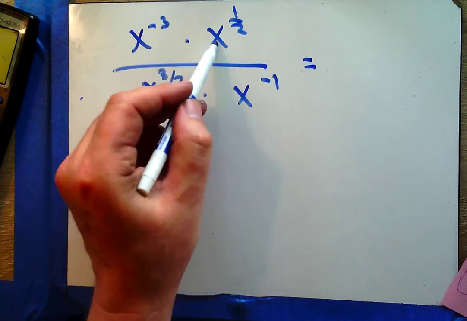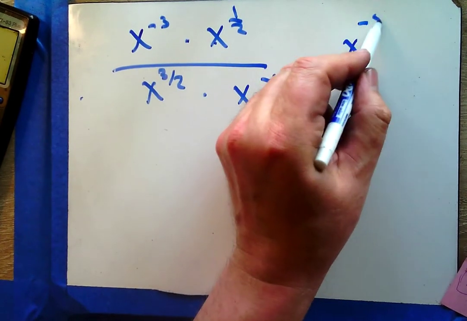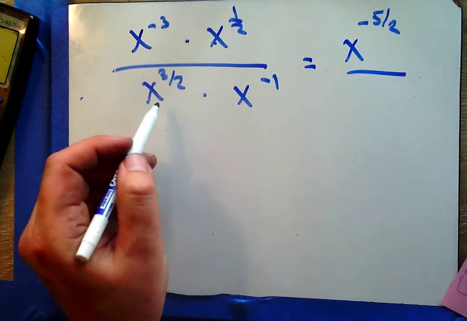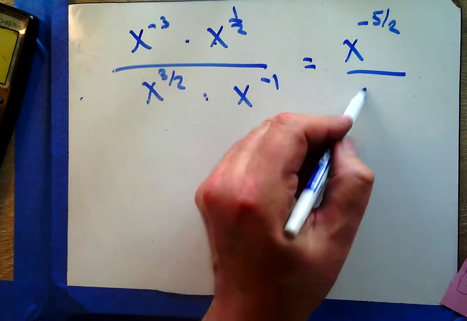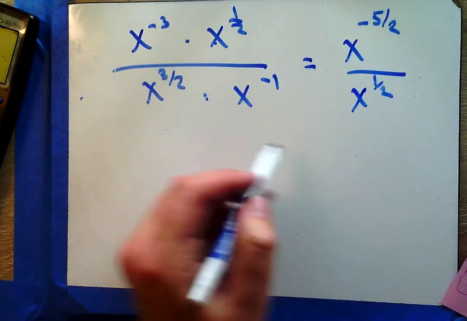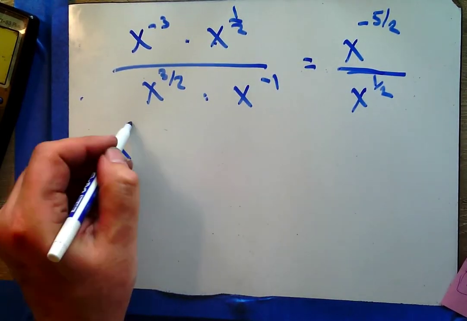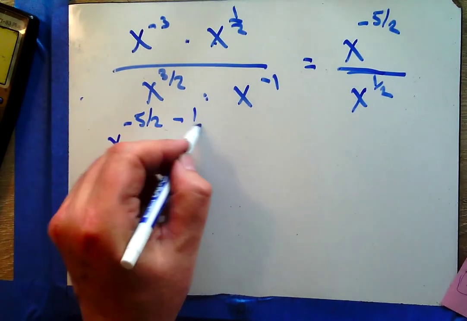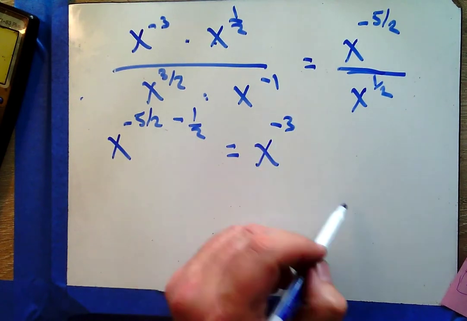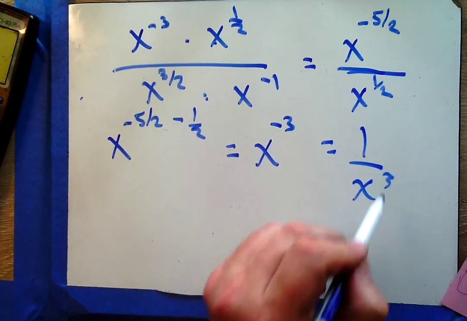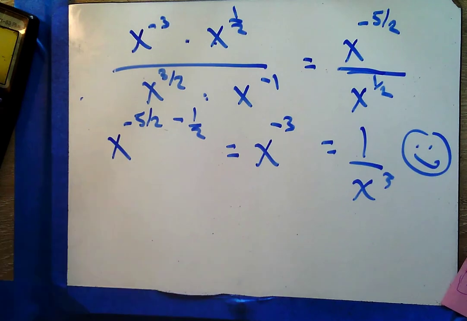So I know when I'm multiplying and the bases are the same, I can add those exponents. So I get x to the minus 5 halves. And on the bottom, I'm multiplying and the bases are the same, so I'm going to add those exponents. Now, when I'm dividing and the bases are the same, I subtract, and so I get x to the minus 5 halves minus 1 half, which is x to the minus 6 halves, or minus 3, which is 1 over x to the third. Would you like to do it another way and see if we get that same answer?